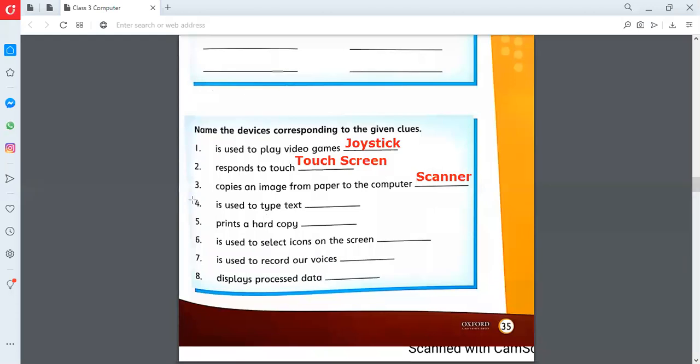The next one is the fourth one. The fourth hint is saying dash is used to type text. What do we use to type text? Very good. It's very easy. Anas Al Sayyed, Ayad Khalid. There are so many buttons on that device. We use this device to type. There are about 104 buttons on that device. What do we call it?